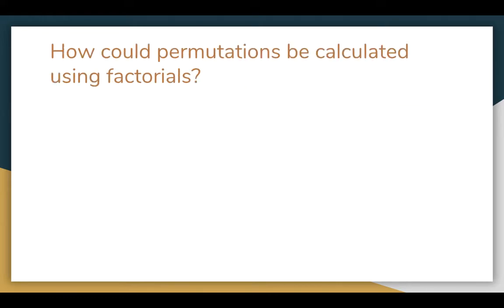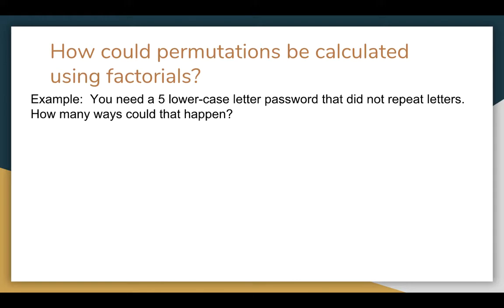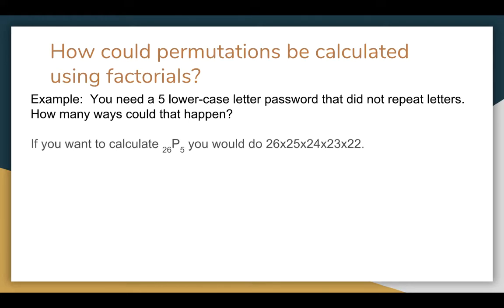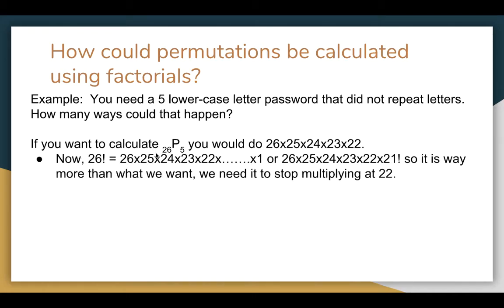So how can we use permutations to calculate factorials? Say for a second you need a 5 lowercase letter password. We can't repeat the letters. How many ways could that happen? So we'd have 5 slots, and then it'd be 26, 25, 24, 23, 22. So this is actually 26P5. But what the calculator is doing when it calculates it, I just want you to understand, is they're trying to get rid of, so if 26 factorial equals 26, 25, 24, 23, 22, 21, and then 21 all the way down to 1, you need to find a way to stop multiplying at 22.